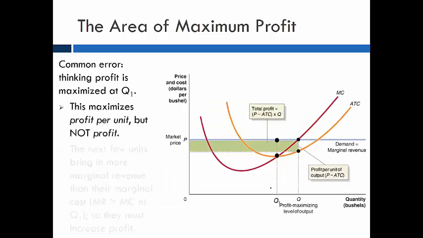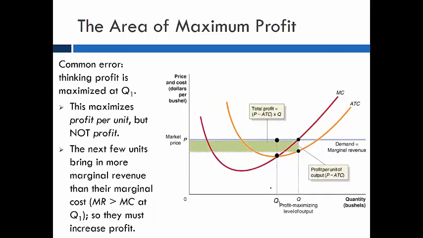Now, one of the most common errors is people look at average total cost and try to find the lowest point on the average total cost curve. But that's not going to maximize your profit, because you can see if they did that, they would only be selling this many, and then they would have lost this profit right here. So don't look for the lowest point on the average total cost curve. Look for where marginal revenue intersects marginal cost.